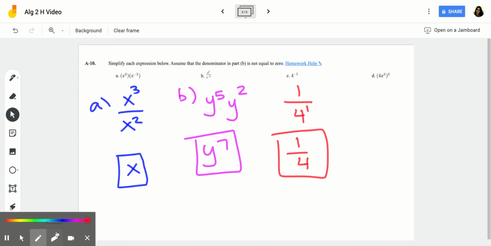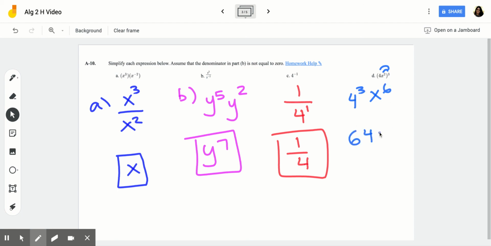Okay, our last one. I am going to use the power rule this time and distribute the 3 in, as opposed to Ben's way on the last problem where he wrote it out 3 times. Would that work? Sure. I'm just going to use the shortcut. So the 4 gets the cubed, and these two get multiplied. x squared, 2 times 3 is 6. 4 cubed is 64, x to the 6th, and that's my answer.